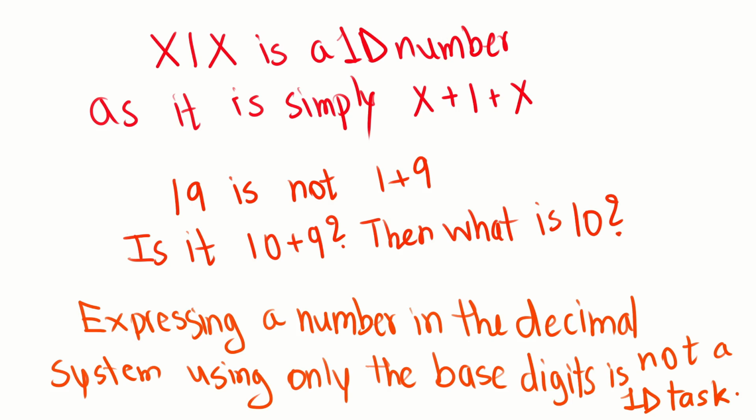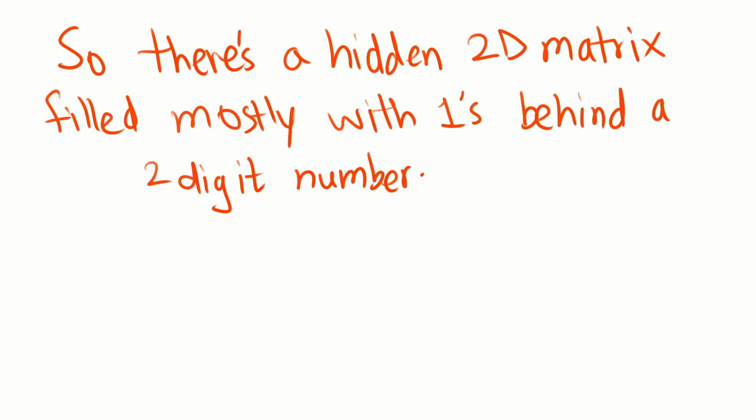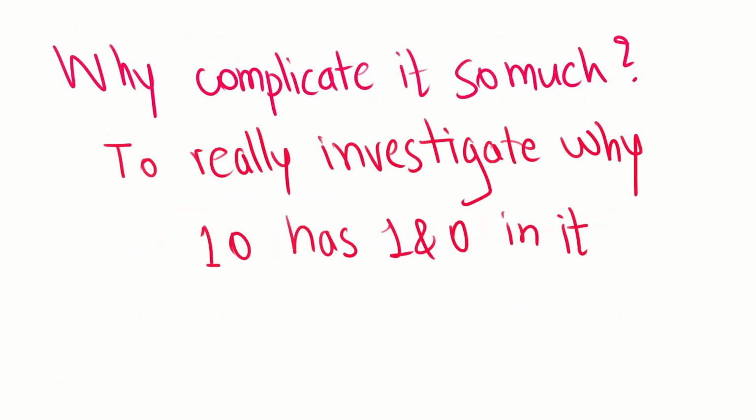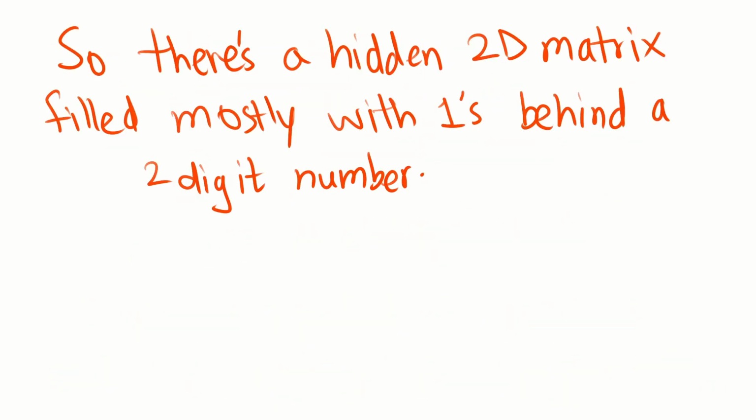I really forgot what I was going to say. There is a hidden 2D matrix filled mostly with ones, because remember that 1 nothing or 1 0 is behind a 2-digit number. For 3-digit numbers, there is a 3D matrix hidden behind it, a sum over a 3D matrix really, and so on. That is all I wanted to talk about with this video.